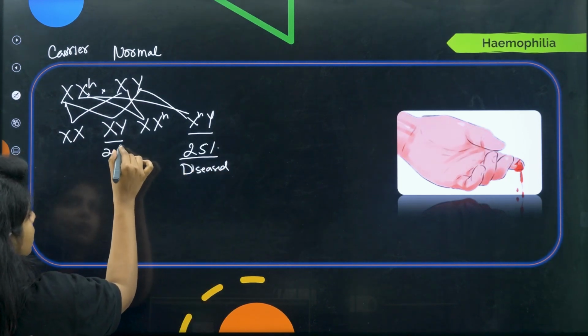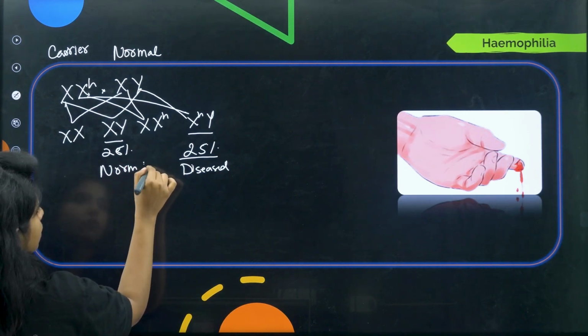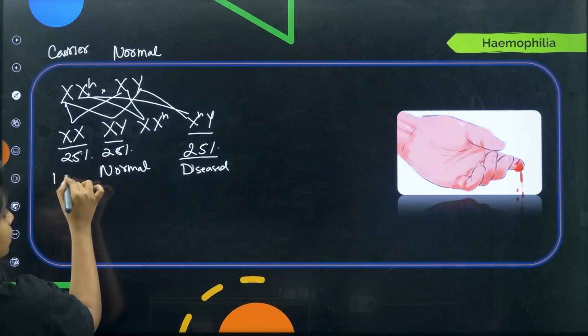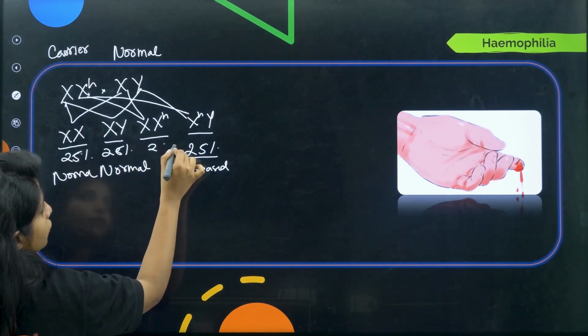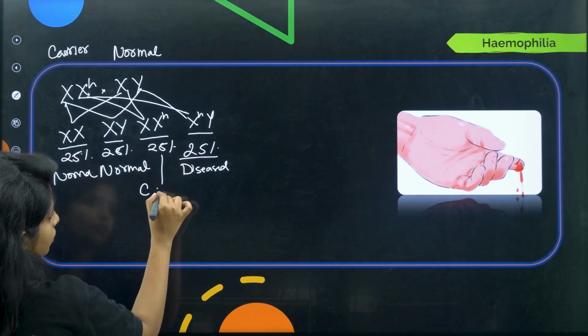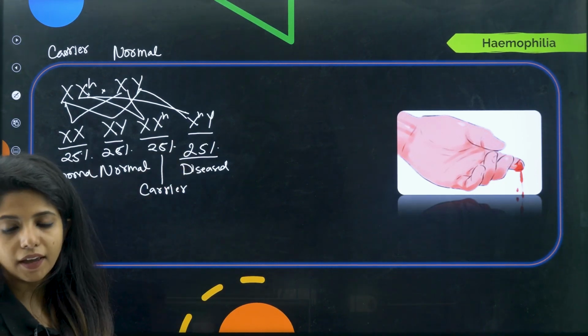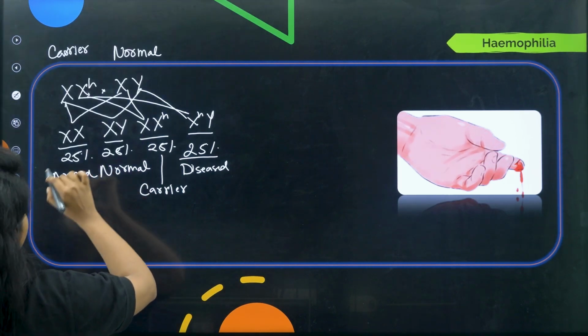25% of the males are normal. Here also 25% of the females are normal, and 25% of the females are carriers. Now this is one scenario where the mother is the carrier and the father is normal.